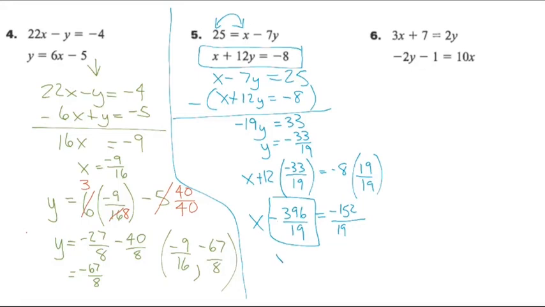244 nineteenths. And with the calculators that I gave you to use, if you do 244 divided by 19, the calculator is going to leave it as a fraction. And that way you know it's as simple as it can get.